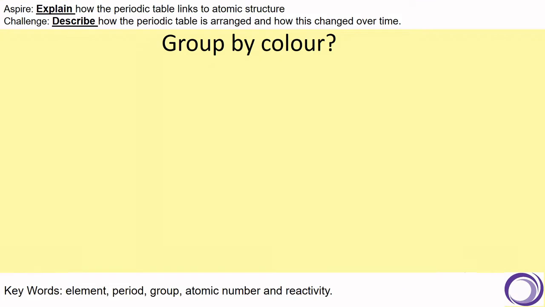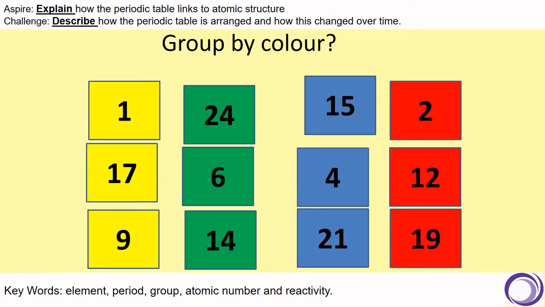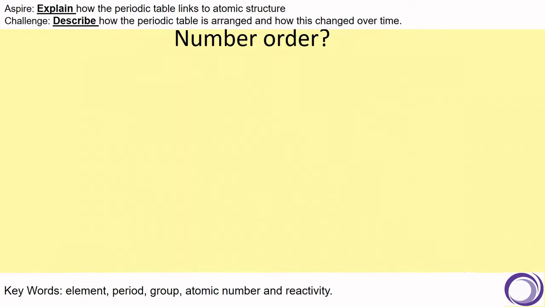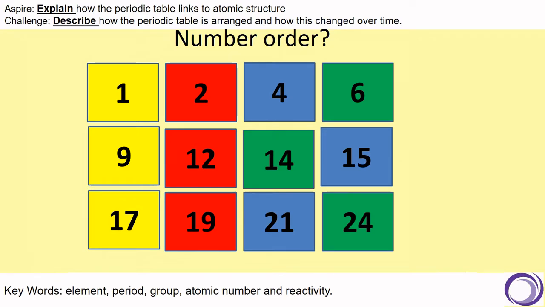Now, one of the ways you might have thought of is to group them all into groups of colour. Then they would look like this. However, that doesn't really take into account the numbers on the cards. You might have also thought to put the cards into number order. Here, I've placed them in increasing number order and in rows of 4. But as you can see, when I get to 12, 14 and 15 wouldn't match with their colours.